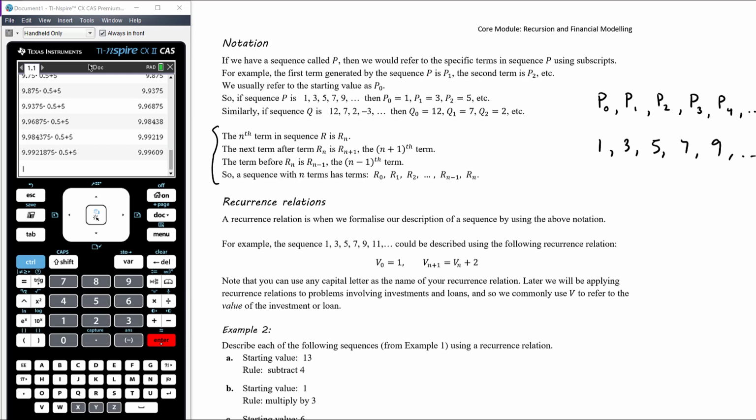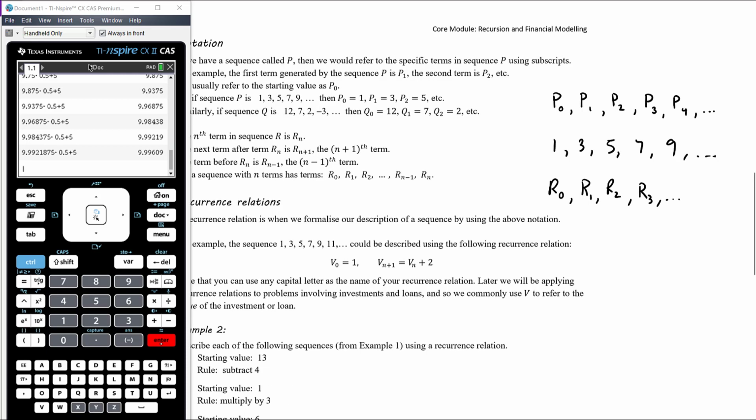So if we want to talk about a sequence really generally, so let's have another sequence that's called R. So we're going to have R0 would be the starting term of that sequence. R1 would then be the first term after that. R2, R3, etc. And we can talk really generally about a term, Rn, which would be the nth term in the sequence. Okay, R5 would be the 5th term, R7 would be the 7th term, R25 would be the 25th term. Rn is the nth term in the sequence.